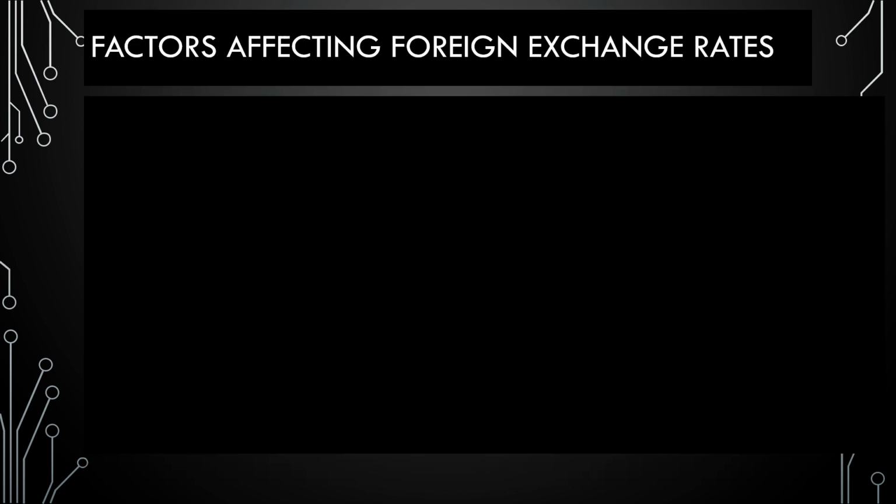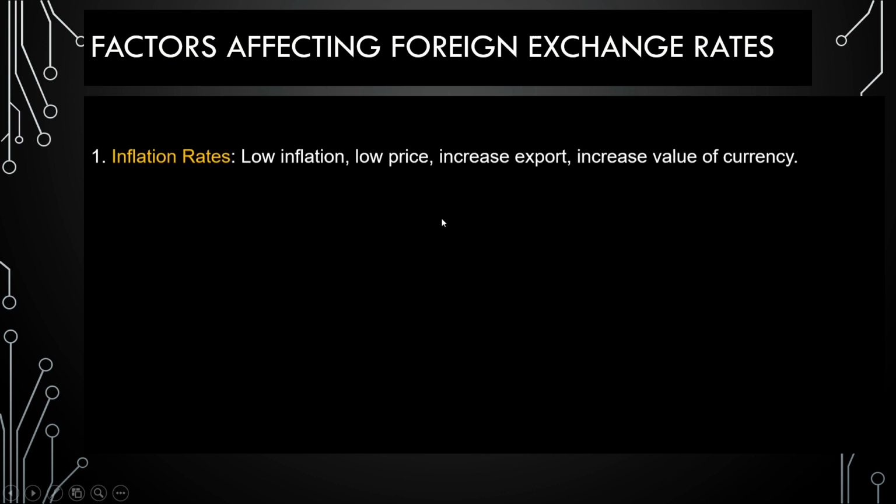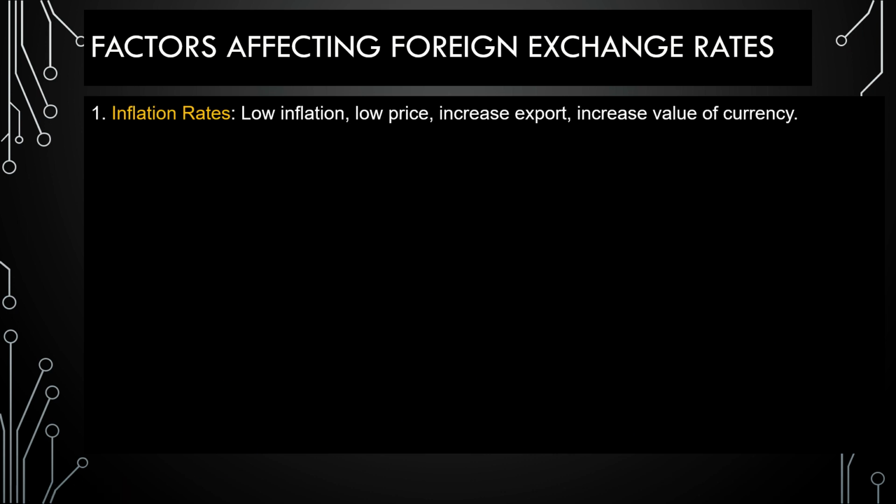Okay, now let's talk about the factors affecting the foreign exchange rate. The first one, inflation rate. If one country has a low inflation rate, it represents that the goods and services provided in that particular country are at a low price. So if the price is low, it will increase the export. Other countries will import more from us. When the import increases, the demand for our currency will increase. When the demand increases, the value of the currency also will increase, and vice versa.